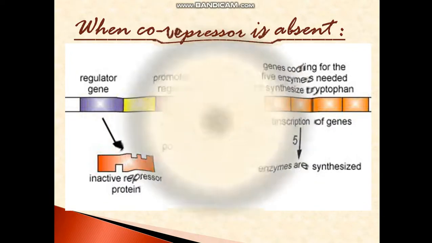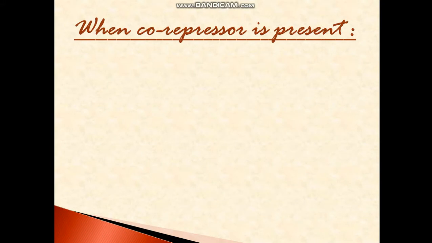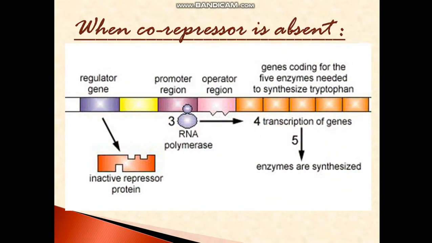Now, what happens when the co-repressor is present? Let us see that also. I told you about the co-repressor. The co-repressor is the metabolite which is produced by the expression of these genes only. In the previous diagram, these genes were expressed in the form of tryptophan synthetase enzyme, and that enzyme is responsible for the formation of tryptophan. So tryptophan is the metabolite which is now acting as a co-repressor.